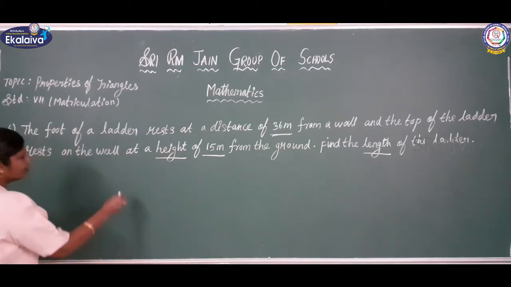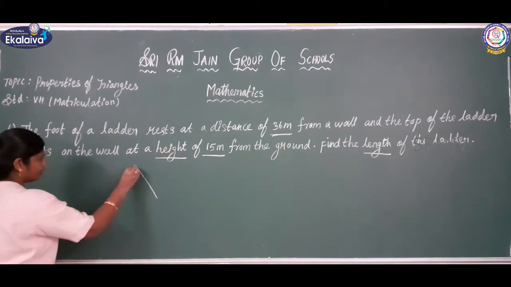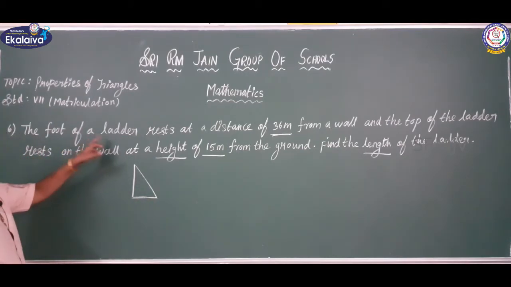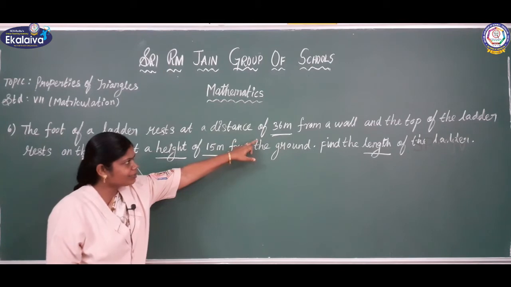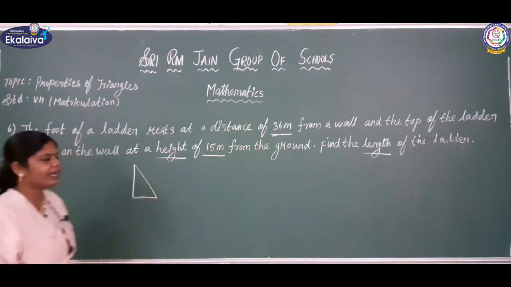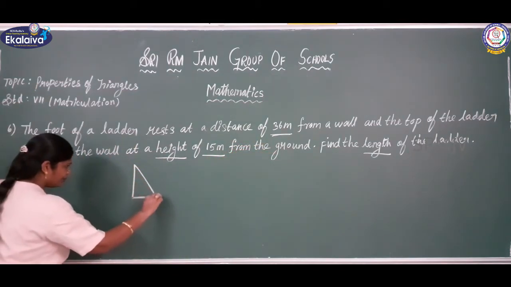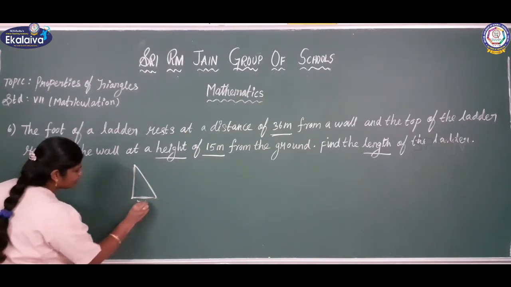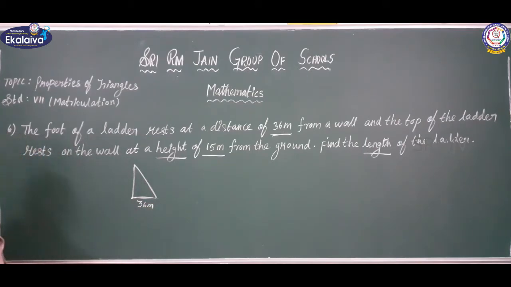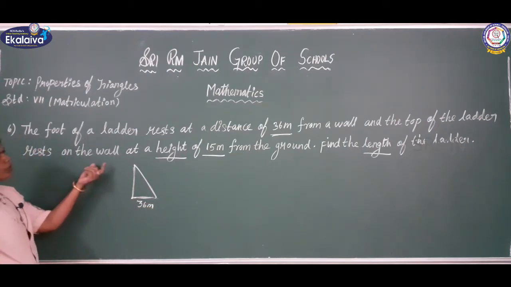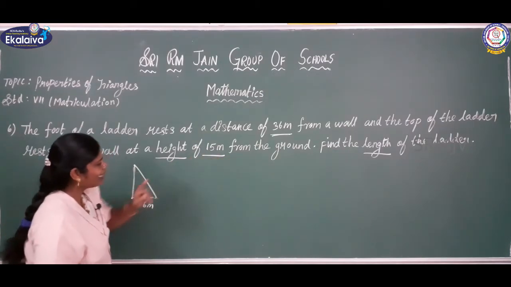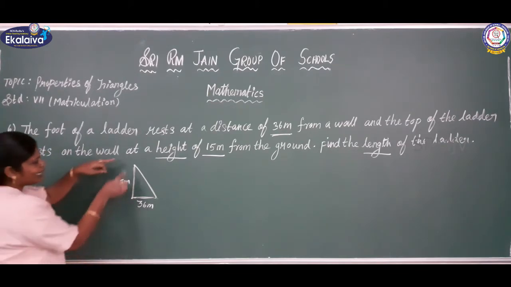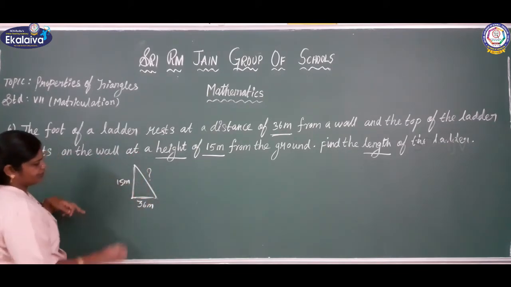See here, this is the ladder and this is the wall. This distance is given: the ladder rests at a distance of 36 meter from your wall. Then the height is 15 meter from the ground. So we need to find out the length of the ladder.